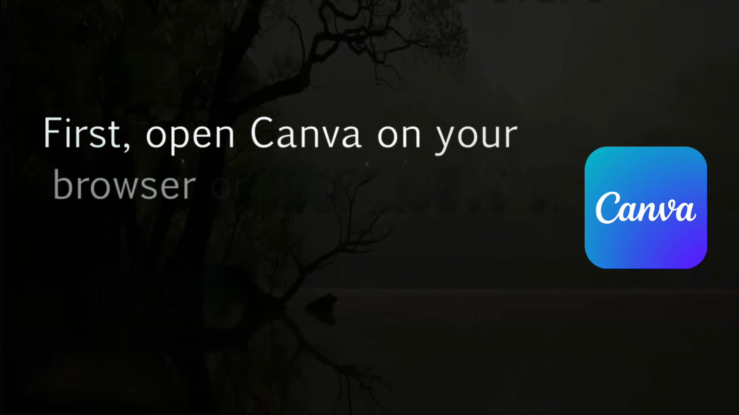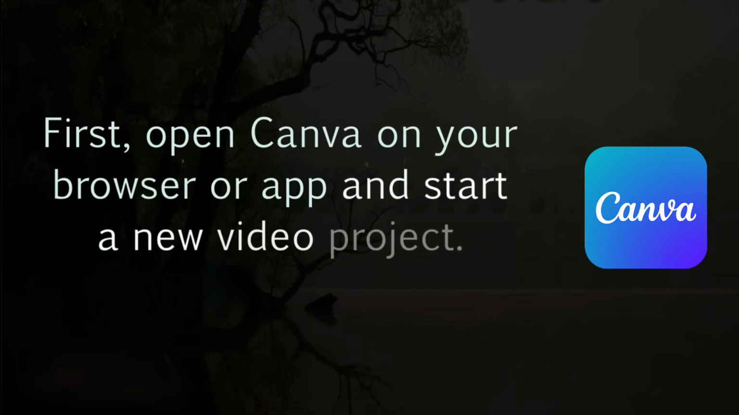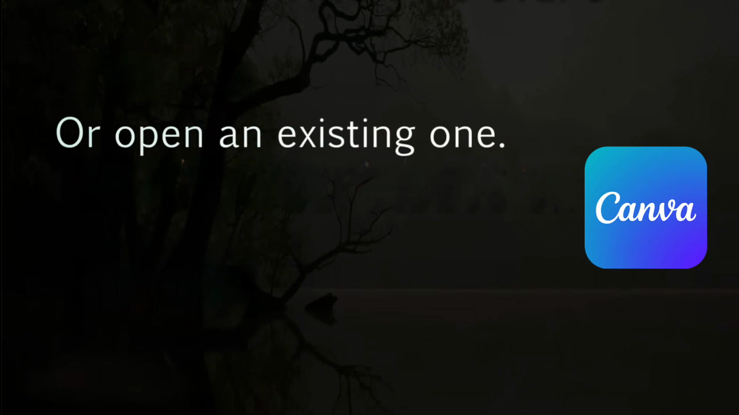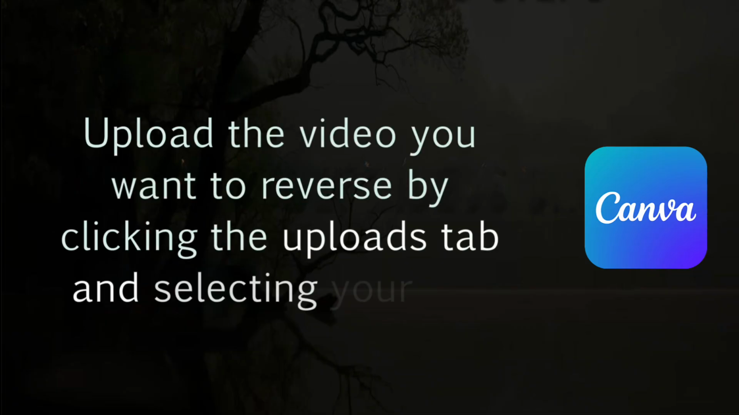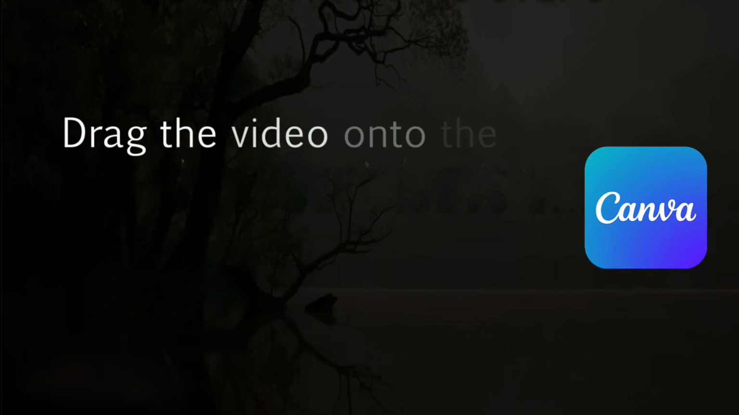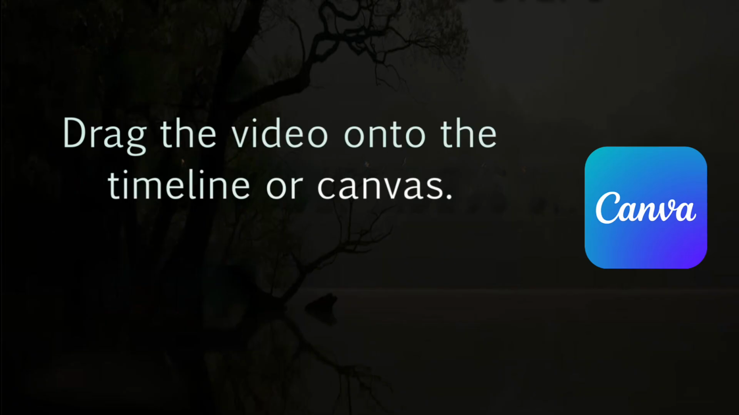First, open Canva on your browser or app and start a new video project, or open an existing one. Upload the video you want to reverse by clicking the Uploads tab and selecting your file. Drag the video onto the timeline or canvas.